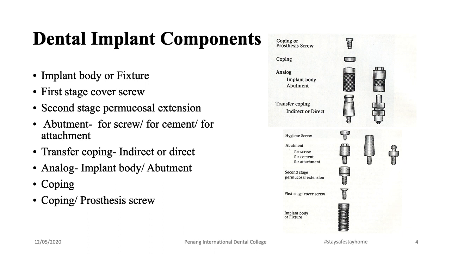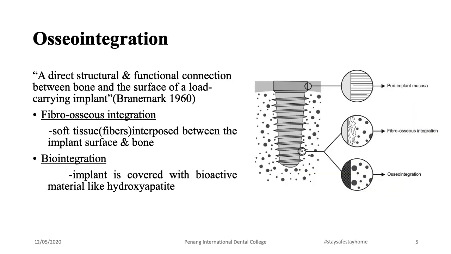The screw type is where the prosthesis is screwed onto the abutment. Cement is where it is cemented, and the attachment is basically the ball and socket one, where the overdentures are placed on this ball and socket. You have transfer coping, which is used during impressions, analog also during impressions, and the prosthesis screw, which is used to bind the prosthesis onto the implant.